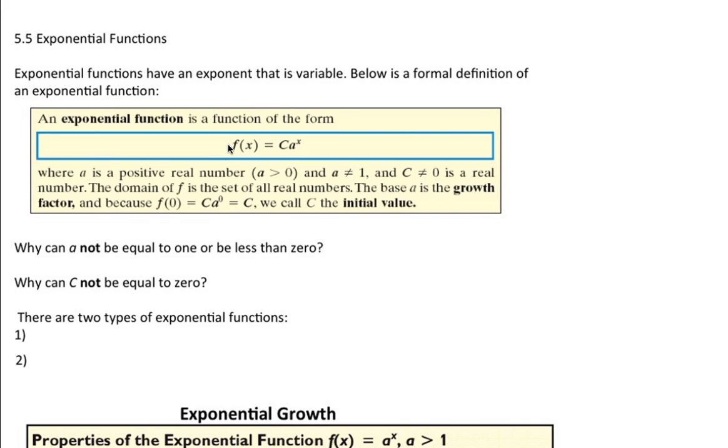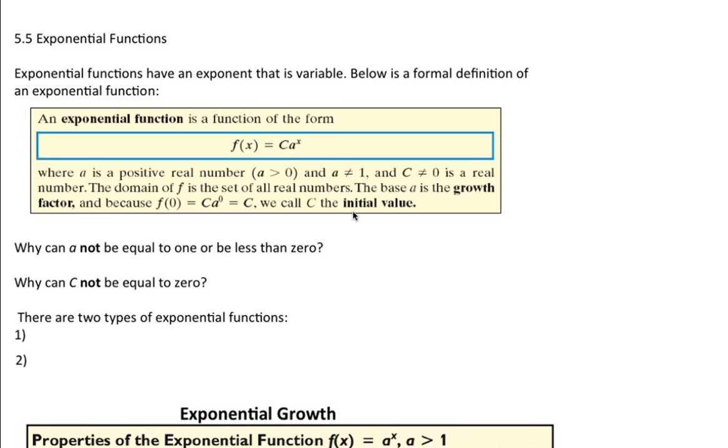Exponential functions. Exponential functions have an exponent that is a variable. Below is a formal definition, and it says it's a function of the form f of x equals capital C times a to the power of x. And then there are some things there that I think are important for us to understand. So a has to be a positive number. It says a cannot equal 1, and c cannot equal 0.